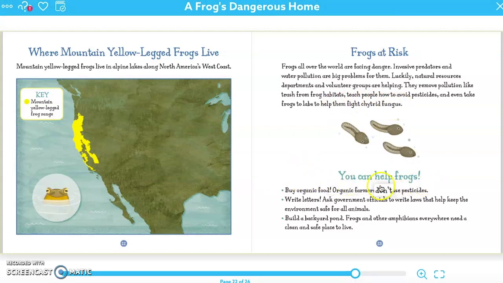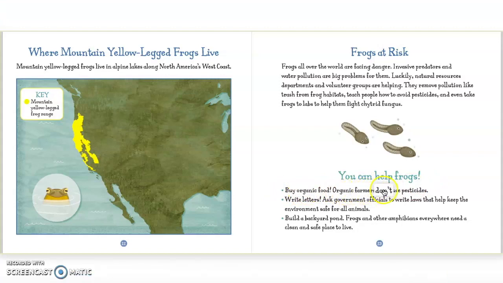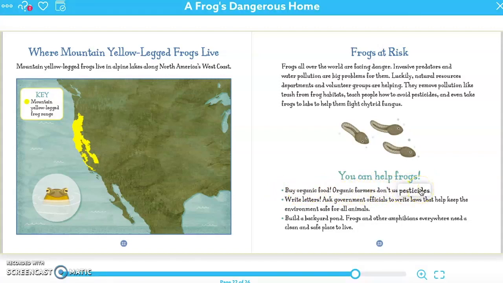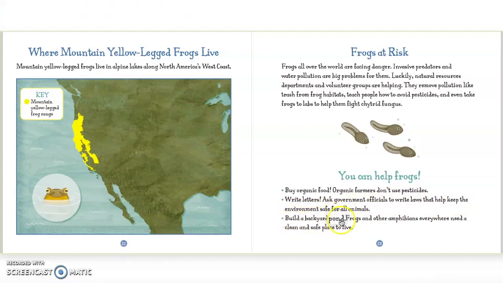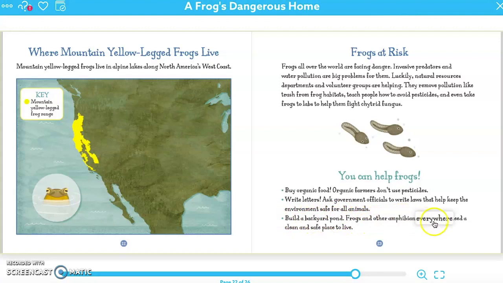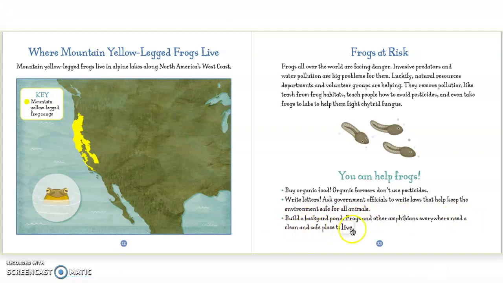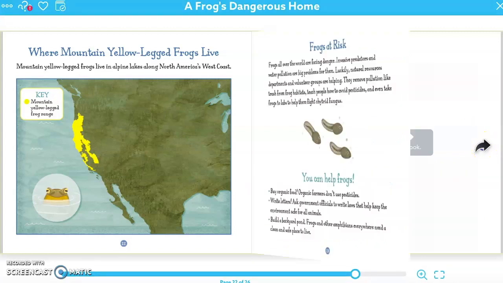You can help frogs, so how can we help? We can buy organic food. Organic farmers don't use pesticides. They don't use those chemicals. Write letters. Ask government officials to write laws that help keep the environment safe for all animals. We can build a backyard pond. Frogs and other amphibians everywhere need a clean and safe place to live. So those are some ways you can help.